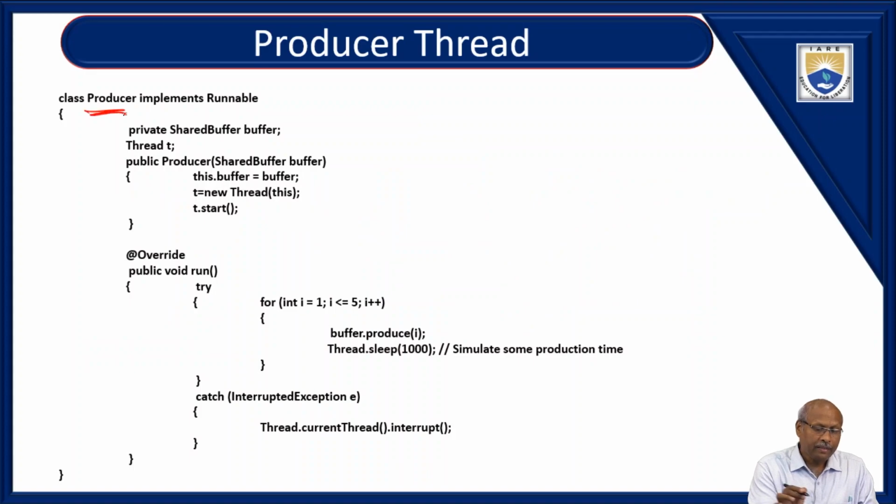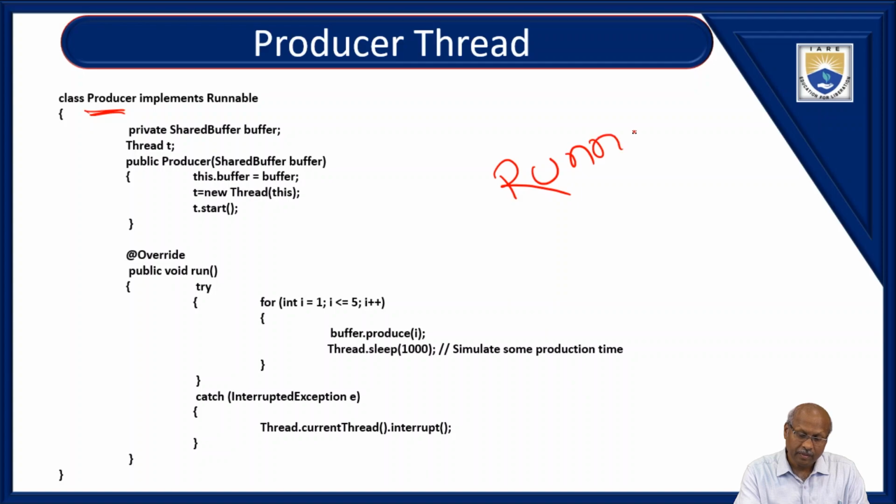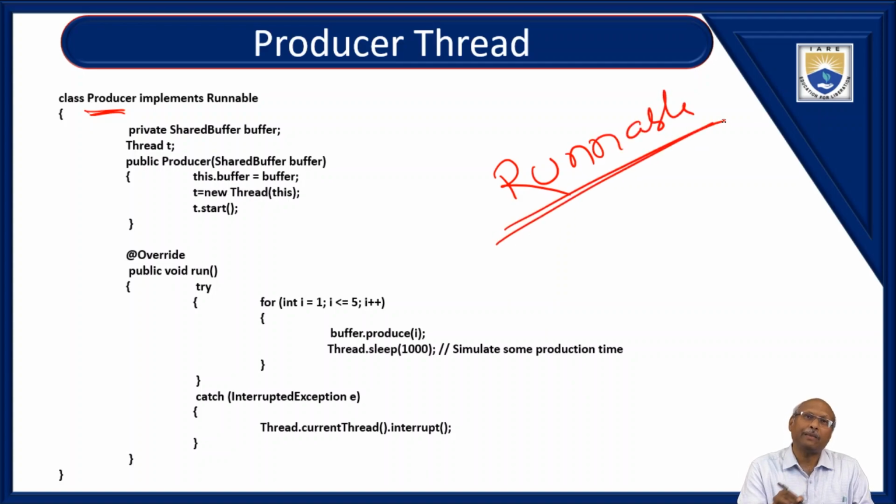I will write a producer thread, which is behaving like a thread. I told you, I think in the previous session, thread can be implemented in two ways: either by extending the Thread class or implementing the Runnable interface. Once you implement the Runnable interface, this class acts like a thread. If you are not implementing Runnable, then that is not a thread. That becomes a normal class only.